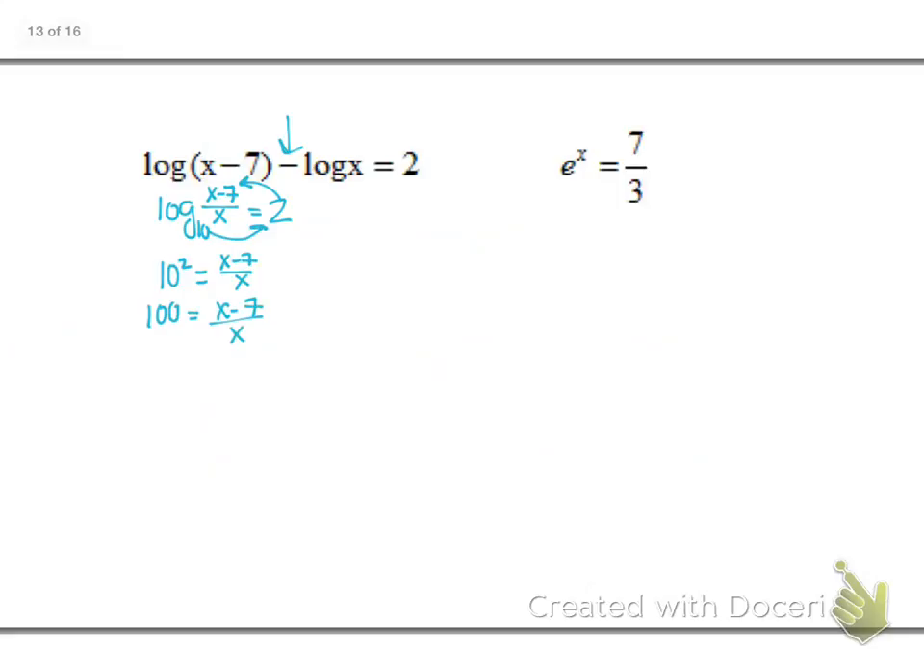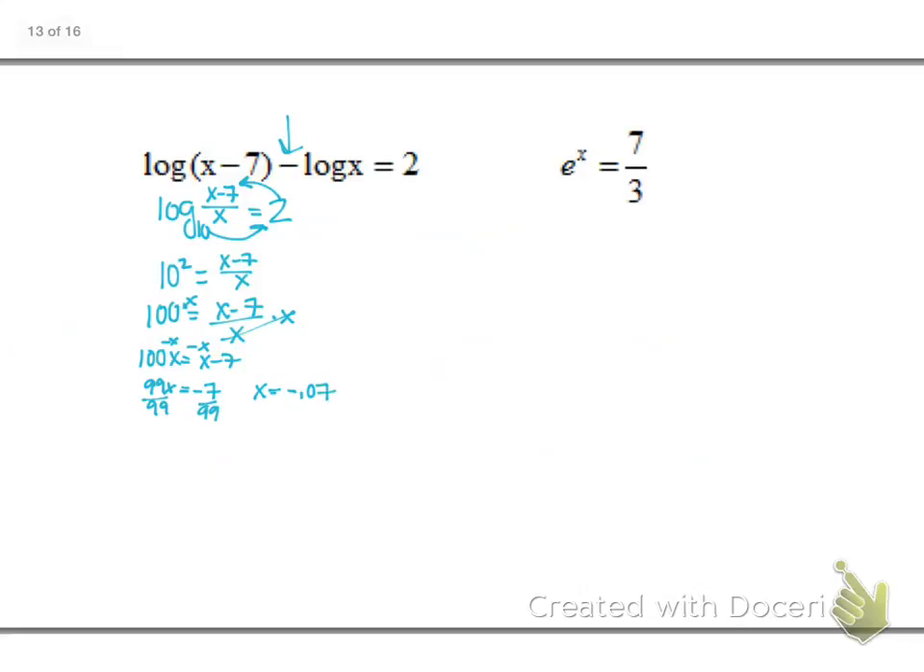I cannot take x divided by x and cancel it, okay, because that minus 7 is attached to it. So we're going to move this bottom x over to get 100x is equal to x minus 7. I want my x's on one side, so I'm going to subtract this x to get 99x is equal to negative 7. Divide by 99. So x is equal to negative 7 divided by 99, negative 0.07.